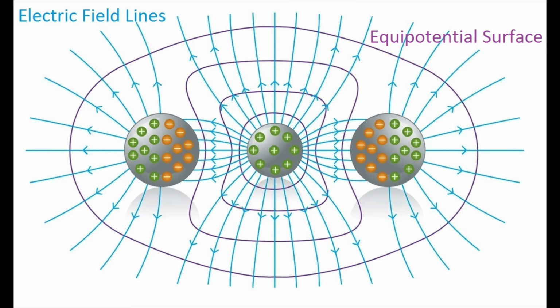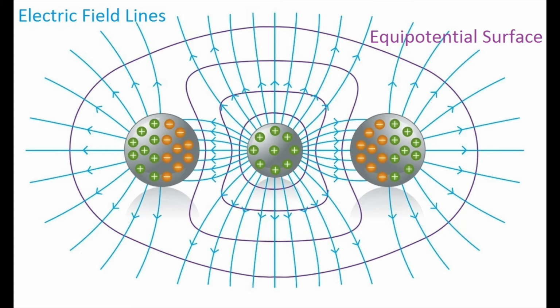Okay, so in this lecture, we'll talk about equipotential surface. So, what is an equipotential surface? It is basically the surface which is the locus of all points which are at the same potential. This is known as an equipotential surface. No work is required to move a charge from one point to another on the equipotential surface.